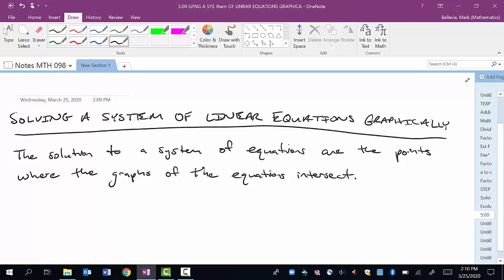Now, later on in other courses, you might learn about different types of graphs. So that's why I kept it kind of general and said the solution is where the graphs intersect instead of the lines intersect. But in our case, we're looking for where the lines intersect.